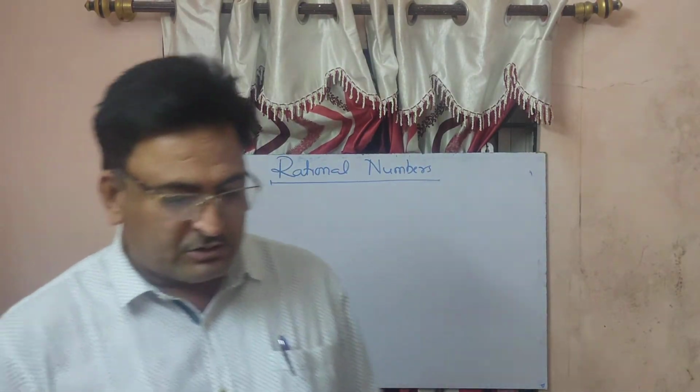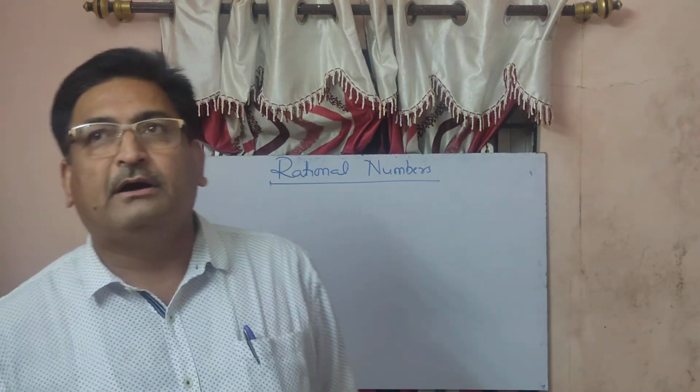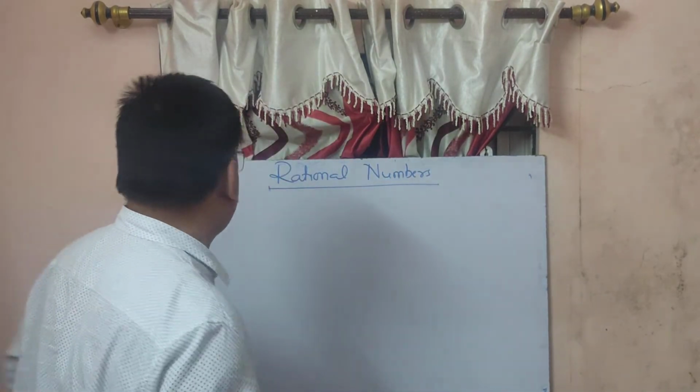Yesterday we were doing rational numbers. In that we have done two properties. The first one is closure property and the second one is commutative property. And today we shall study the next property, that is associative property.